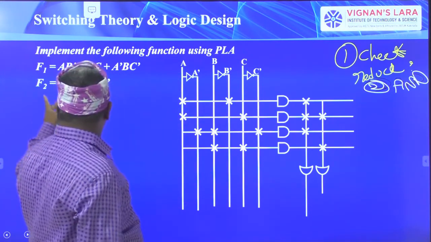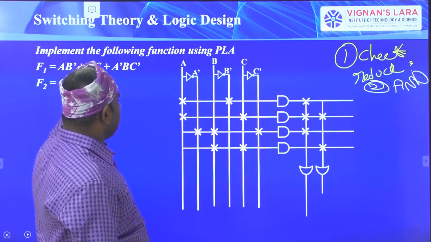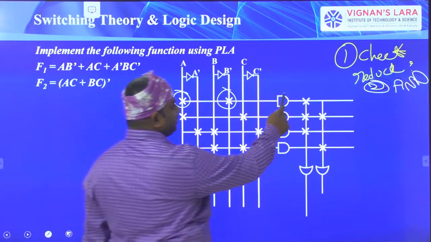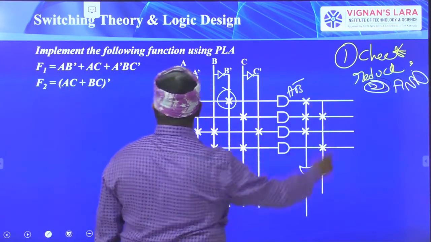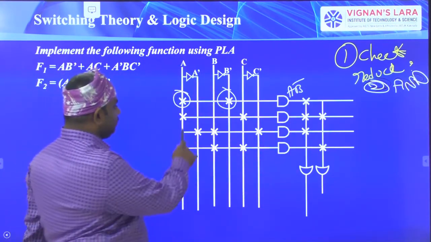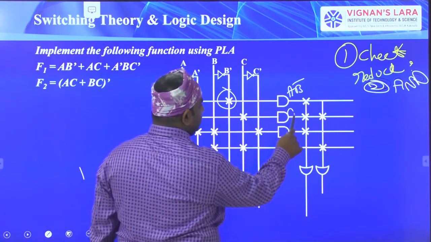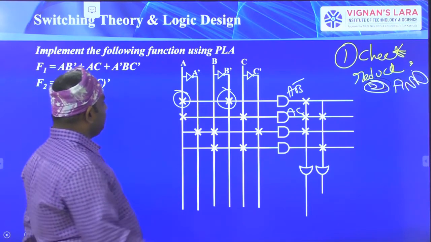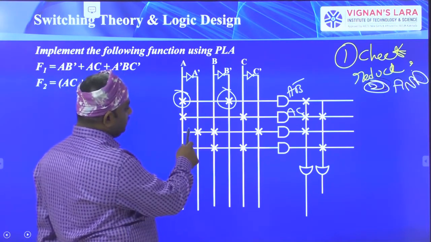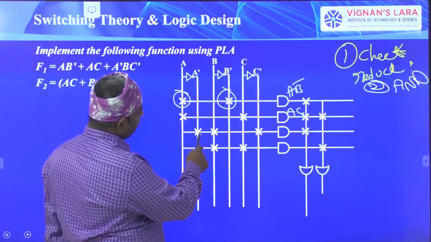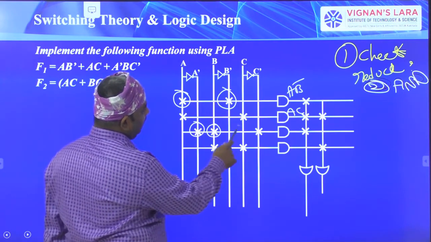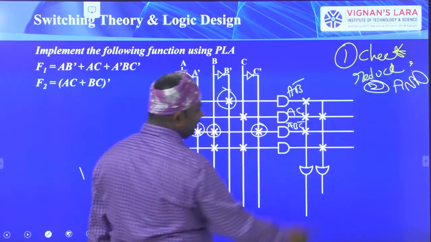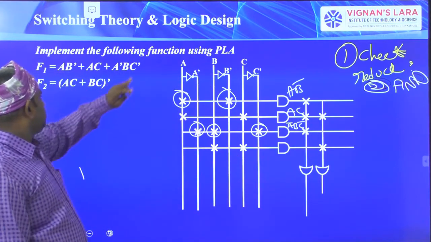So see here, I have A bar, A, B bar. This is A and this is B bar. So the first AND gate output is A B bar, and the next one is AC. So A and this is C. So this AND gate output is AC. Next A bar, B, C bar. So this is A bar, B, C bar. So this is the third AND gate.